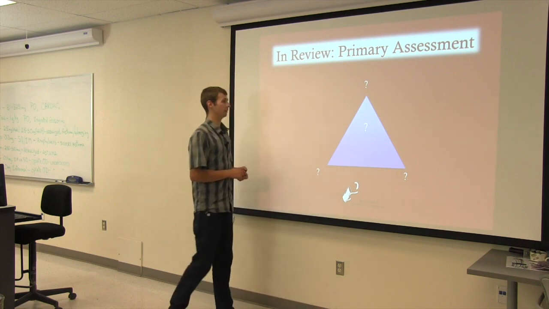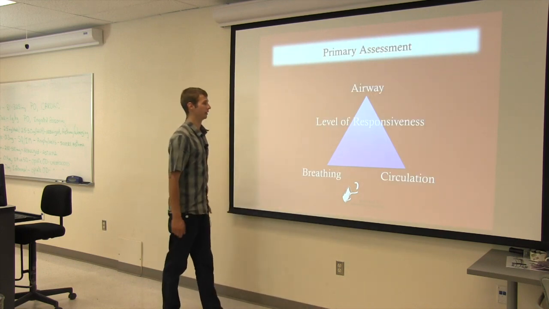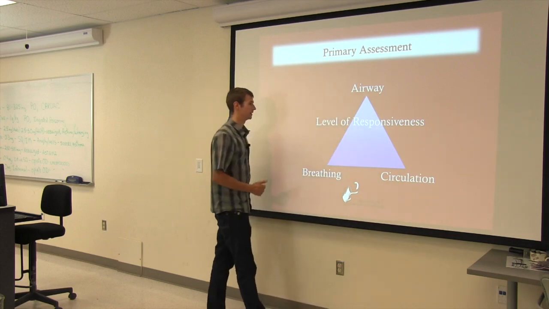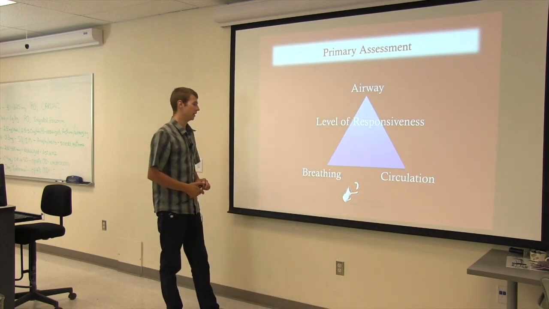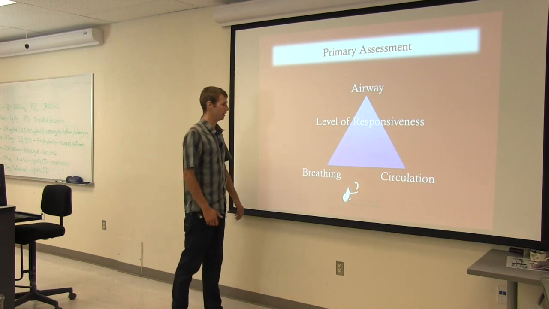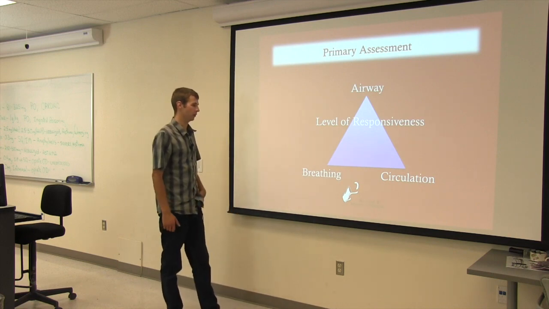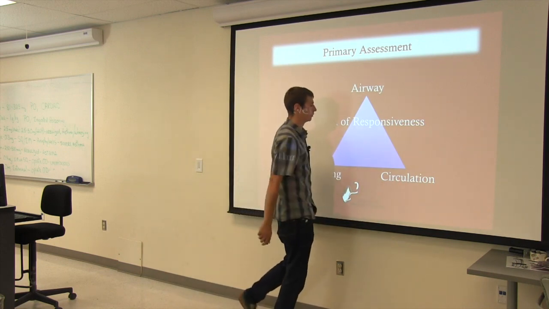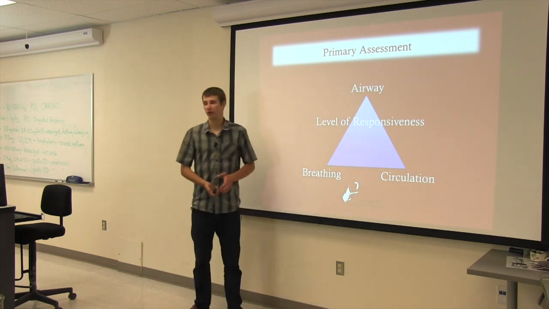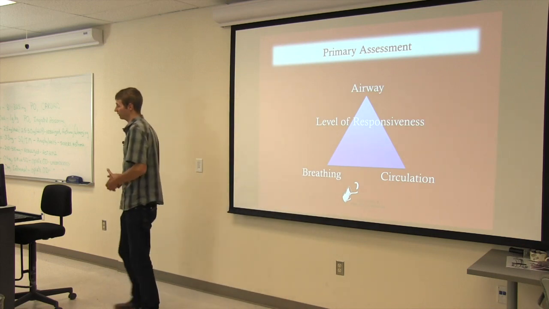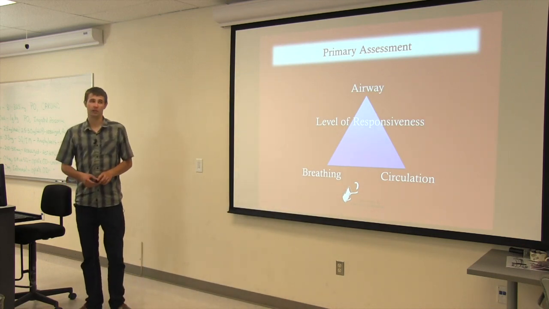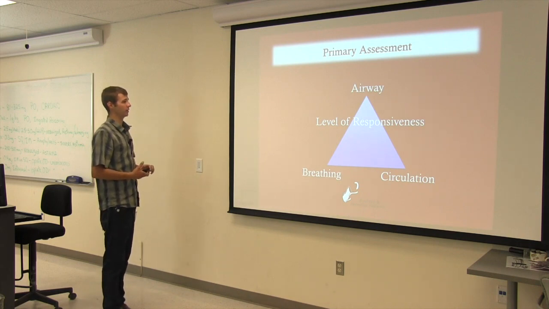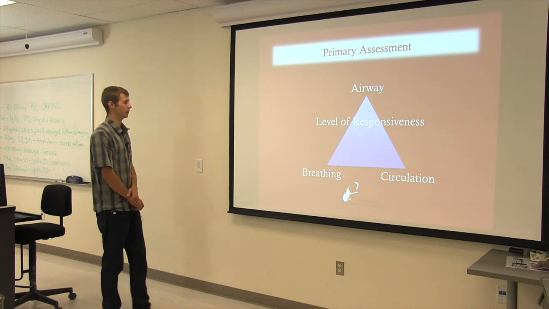So again, the 4 points that we have with our primary assessment will be our airway. If there's a problem with their airway, we need to fix it right away. Breathing, are they having any difficulty breathing? If they are, we need to find a way to fix it, or we need to get them evacuated. And then circulation, we need to know if they're moving blood throughout their body. If they're not moving blood effectively, if they've lost a lot of blood, we need to fix those problems. And if we're not able to fix them, we need to think about immediate evacuation.